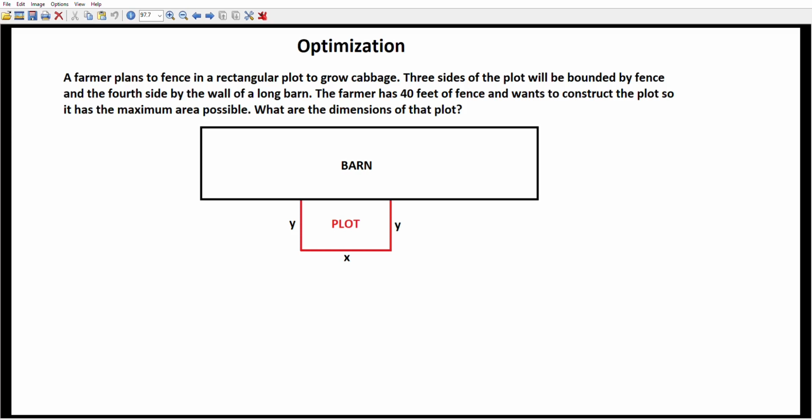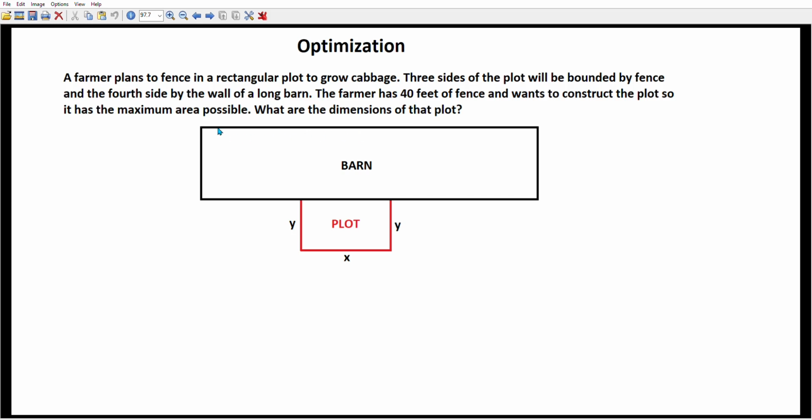Today we're going to look at applied optimization problems, and we'll start with the following relatively simple problem. A farmer plans to fence in a rectangular plot to grow cabbage. Three sides of the plot will be bounded by fence and the fourth side by the wall of a long barn. The farmer has 40 feet of fence and wants to construct the plot so it has maximum area possible. What are the dimensions of that plot?